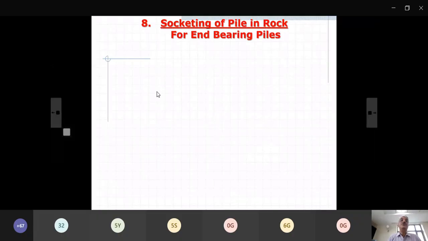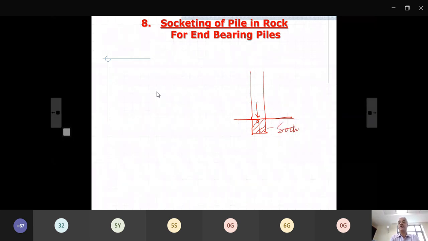Another important issue in piles, especially for end bearing pile. Now we have said this is rock, and end bearing pile transfers the load by end bearing resistance. But it does not stop at the rock itself. For this action to mobilize, you take the pile a little bit down in the rock and start from here. This is known as socketing.